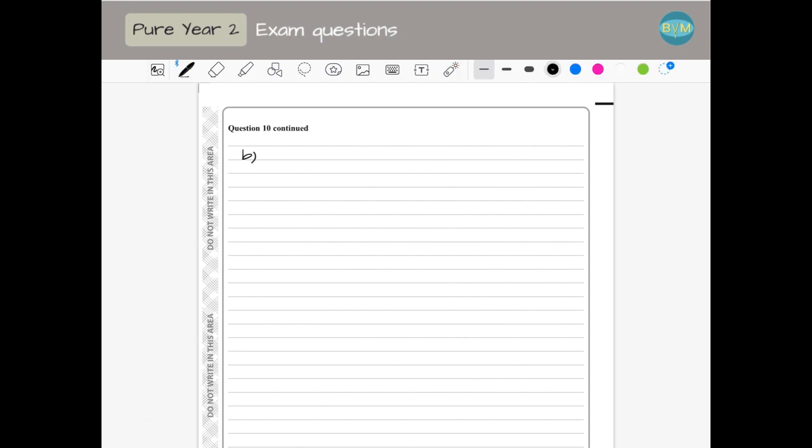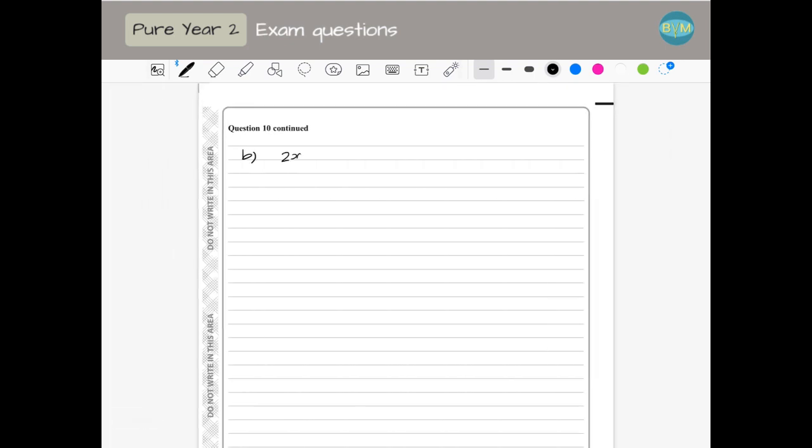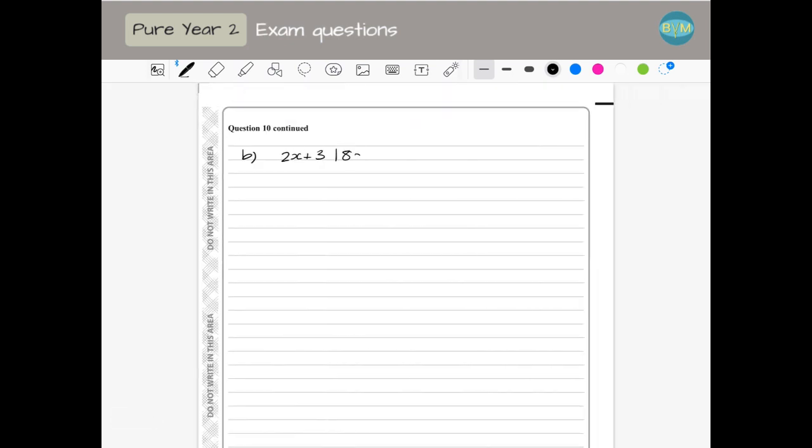So for b, if I divide numerator by denominator, I have 2x plus 3 outside, and then 8x plus 5 inside, I divide. So 8x divided by 2x is 4, and when I multiply, I have 8x here plus 12 here. Subtract, and 8x minus 8x are gone, and 5 minus 12 is minus 7, which means my function can be written as 4 plus, minus the remainder divided by the divisor.